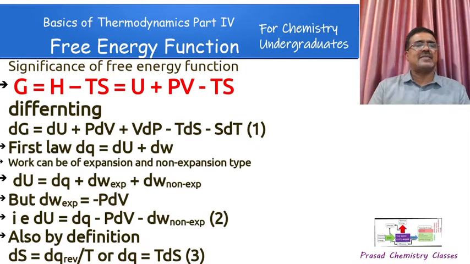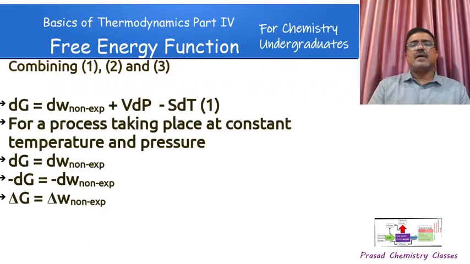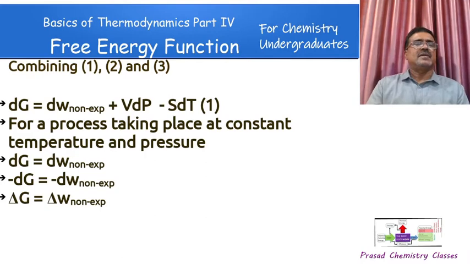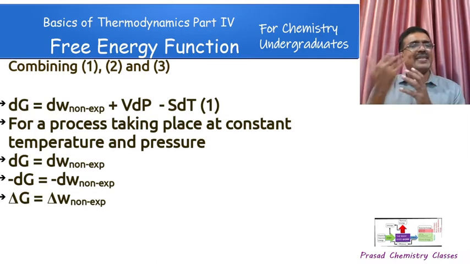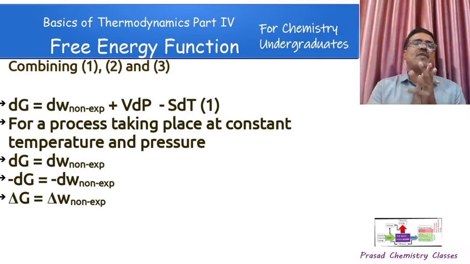We can simplify it. For dU, you put that term, pdV cancels. Then for TdS, we put, dq also cancels. And what will be remaining will be simply dG equals dw non-expansion plus Vdp minus SdT. Now we consider a process is taking place at constant temperature and pressure. Then dp becomes 0, dT becomes 0. Those two terms will vanish.